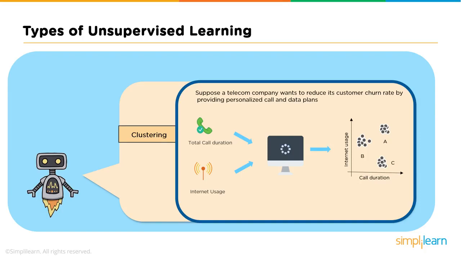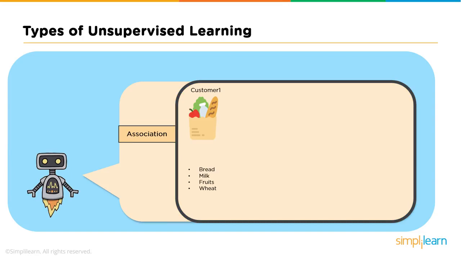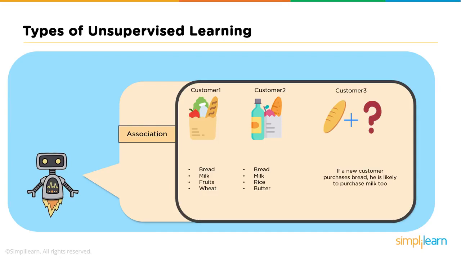Now let's understand association with another example. Let's say customer 1 goes to a supermarket and buys these products, say bread, milk, fruits, wheat. Then customer 2 goes and buys bread, milk, rice and butter. Now, when customer 3 goes and buys bread, it is highly likely that he will also buy milk. Hence, a relationship is established based on customer behavior and recommendations are made.